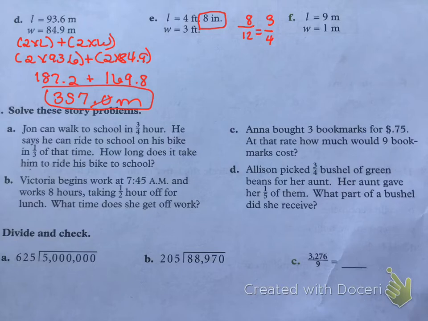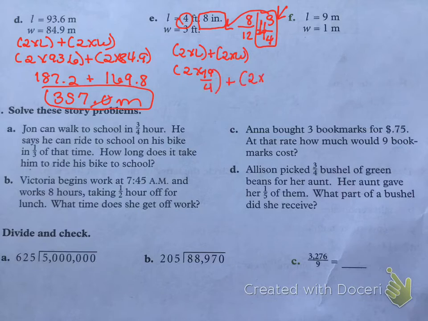And don't forget about your 4 over there. Don't forget about your 4. So this is really 4 and 3/4 for that right there. Okay, so now that I have them both in the same unit, I can go ahead and solve it. So 2 times the length plus 2 times the width. All right, so 2 times 4 and 3/4. Let's go ahead and change that to an improper fraction, because I cannot multiply by a mixed number. So 4 times 4 is 16 plus 3 is 19/4. Plus 2 times 3.